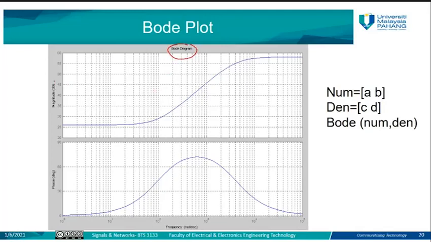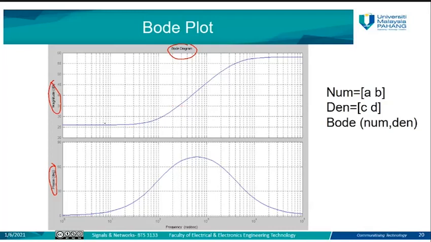This part consists of the magnitude in dB, and here we have the phase in degrees. And in the case of the Bode plot that we are going to draw by using the manual method, compared with that software, it will be an approximation of the original Bode plot. So it will not be exactly the same as the one generated by using MATLAB.